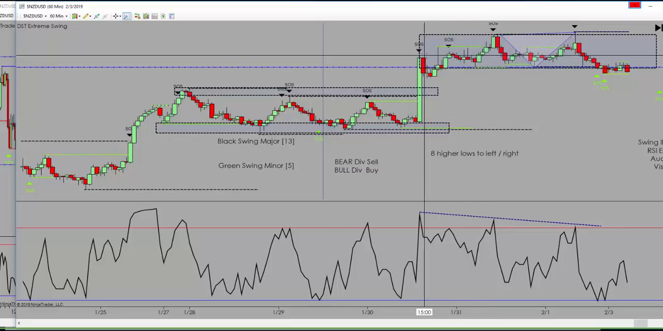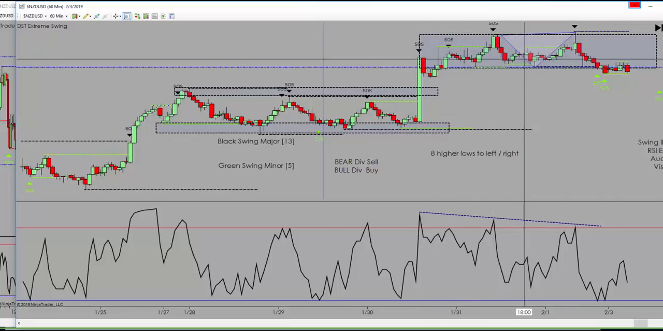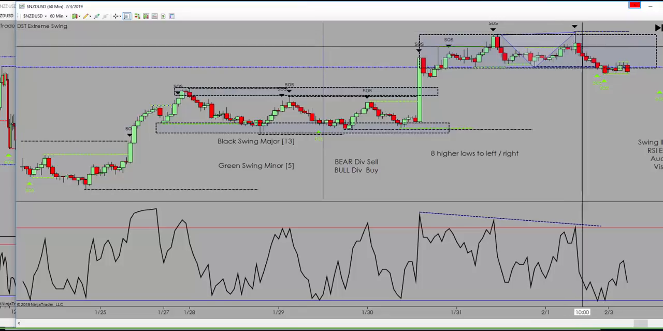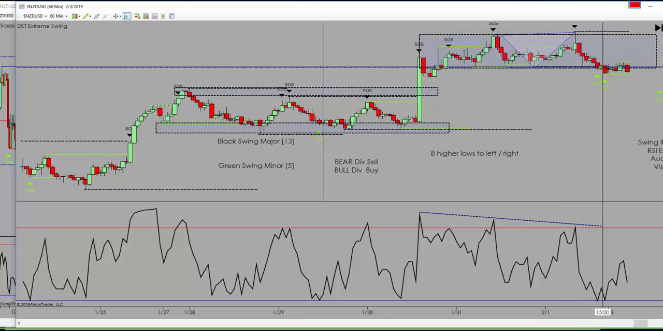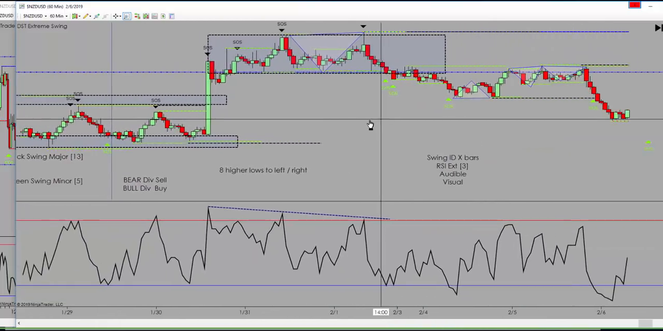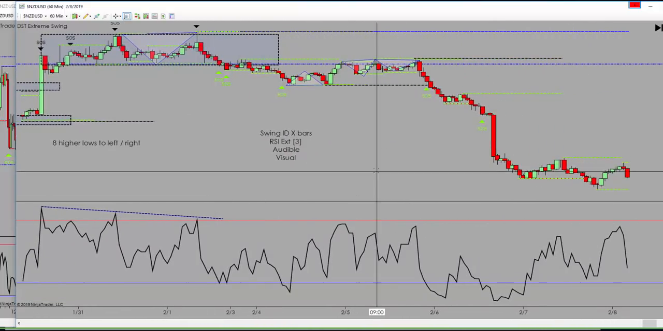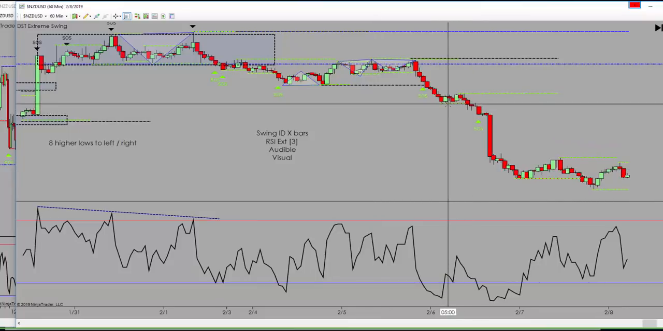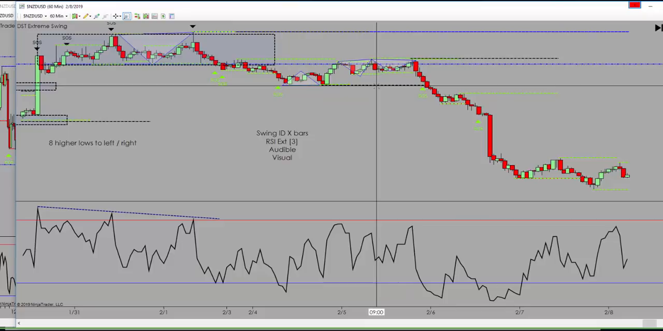And again, here we go: overbought, bearish divergence, double top. This time we met a key resistance zone. We pull back down. We want to cover half of the short entry here. And now we start to take off. Now you see I've got a swing ID here. I've got a swing ID here.